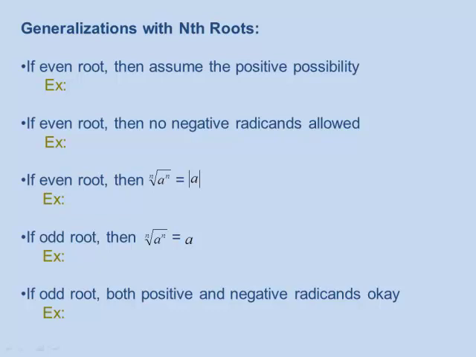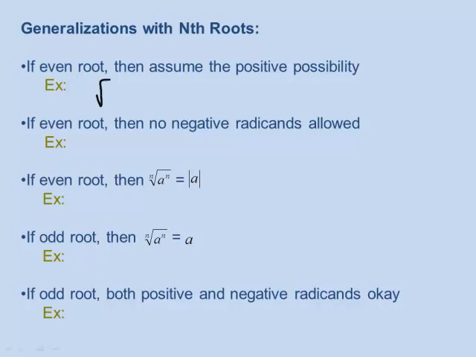There are some generalizations with nth roots that you need to know, and so we're going to look at those 5 generalizations here. First of all, if you are taking an even root, a square root, or a 4th root, or a 6th root, or an 8th root, then you assume the positive possibility, because there's really 2 possible answers, a positive or a negative possibility. By definition, if you're using a radical sign, you always assume the positive possibility.